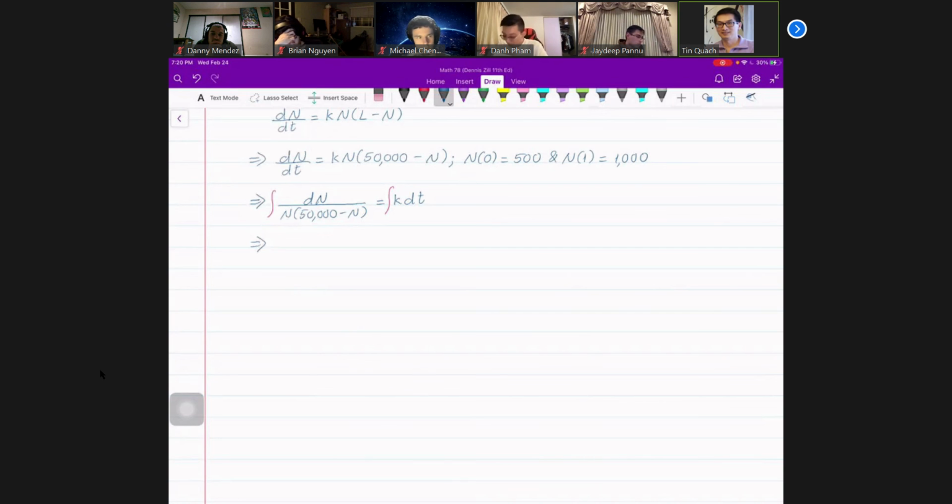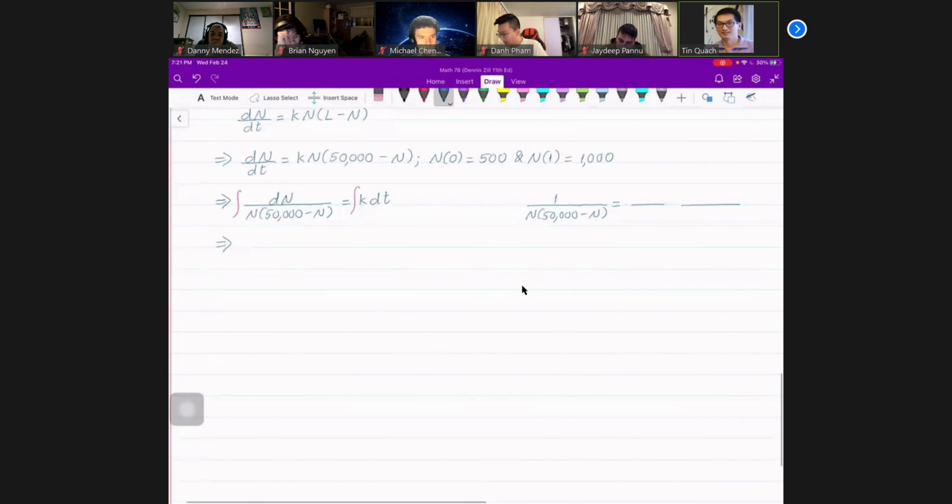On the right side, it is easy, right? On the left side, you have to do some work. So can you tell me how we go about integrating the one on the left-hand side? Partial fractions. Partial fractions, very good. So you have to use partial fractions. Okay, so let's go to the right and find out what the partial fractions are. So you know 1 over n times (50,000 minus n). So this is a simple one. So you know that you should have two partial fractions.